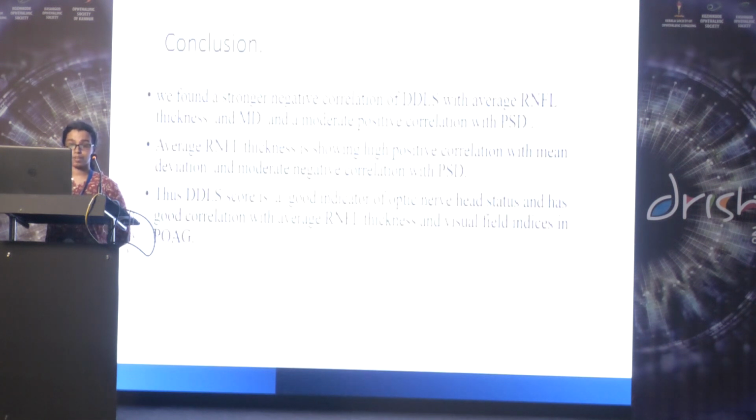In conclusion, we found a strong negative correlation of DDLS with average RNFL thickness and mean deviation, and a moderate positive correlation with PST. Average RNFL thickness shows a high negative correlation with mean deviation and a moderate negative correlation with PST. Thus, DDLS score is a good indicator of optic nerve head status and has good correlation with average RNFL thickness and visual field index in POAG.